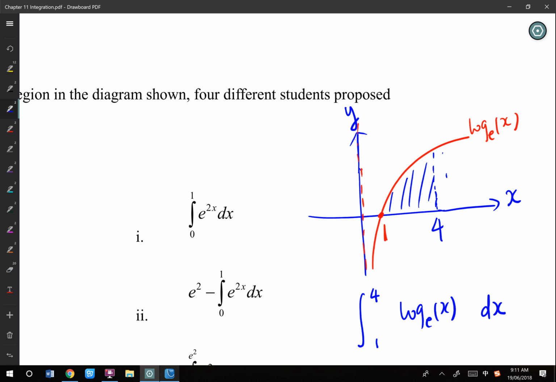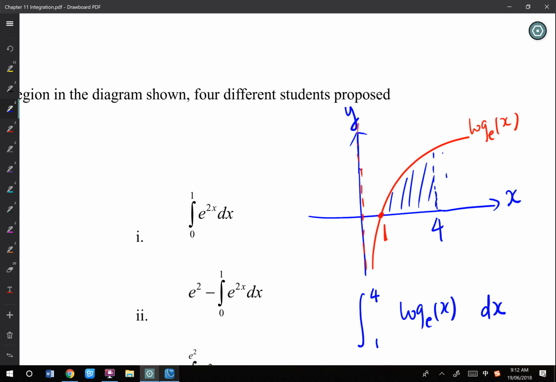So now what I will have is, we sub that in, that's e^(log_e 4), that's a 4, minus, sub 0 in, that's a 1. So that's a 3. But 3 is not the answer. Okay, 3 is not the answer. 3 is only this white area.